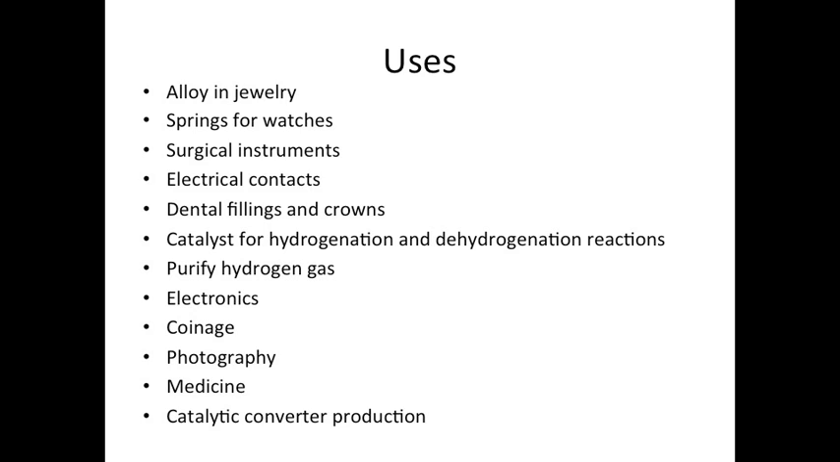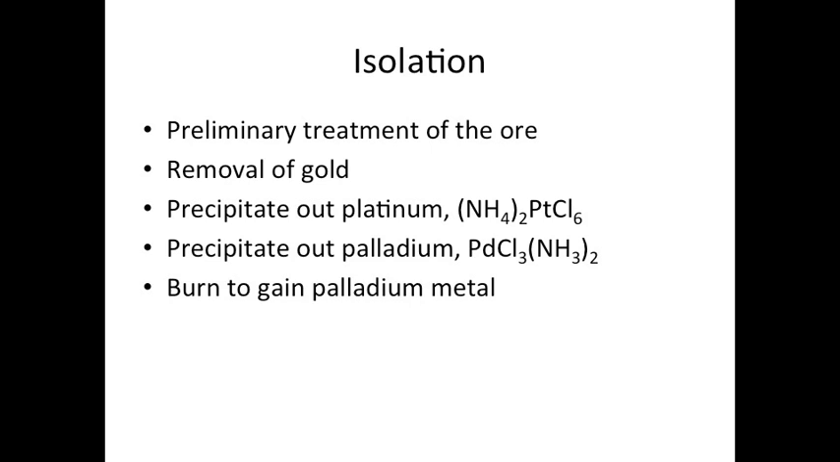It can also be used in coinage, photography, cancer treatment, and in catalytic converters that reduce the amount of toxic byproducts in the exhaust of automobiles. The production of palladium is a very complex industrial process because palladium is found in ores mixed with other metals. Once the ore is extracted, it undergoes preliminary treatment with a mixture of hydrochloric acid and nitric acid.